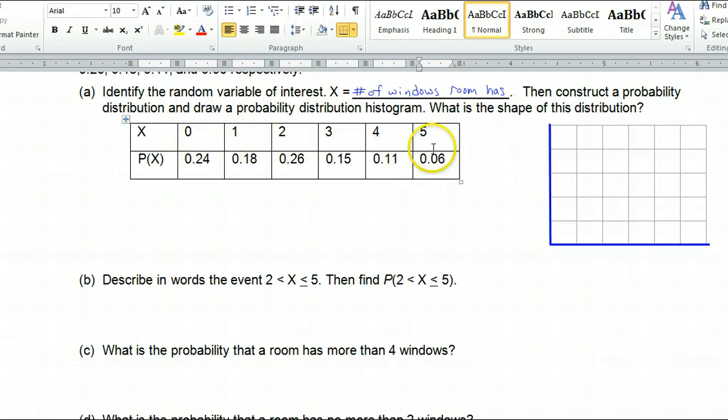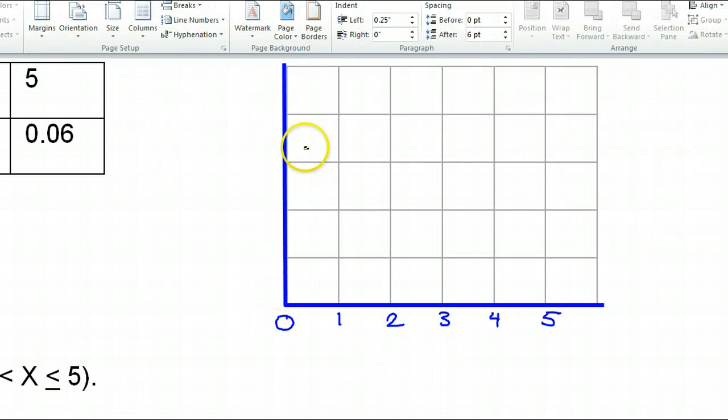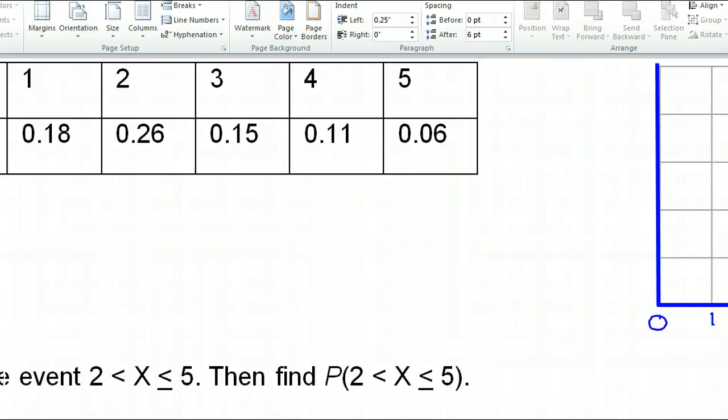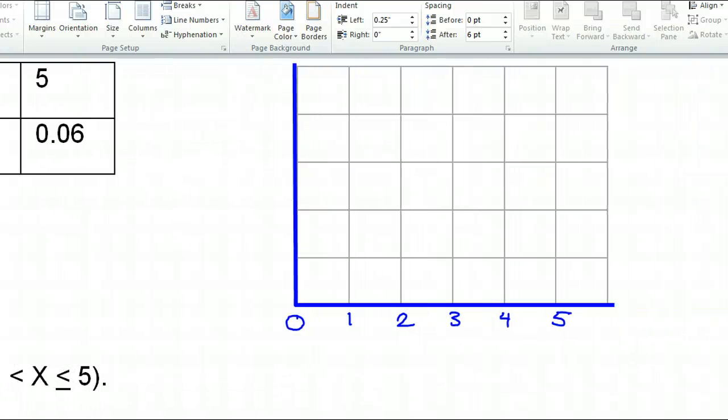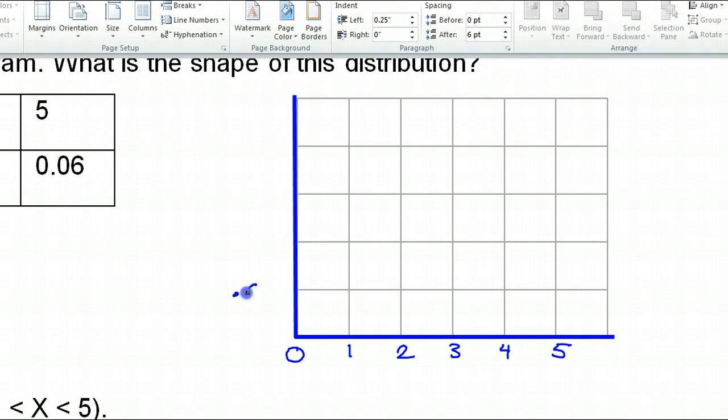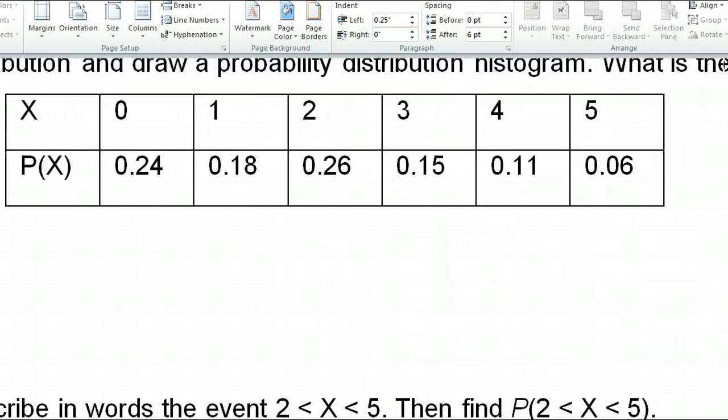Let's take these x values and put them in order across the bottom, starting with 0. And then along this way, we're going to come up with a scale that will allow us to get all of our probabilities covered. Now, I'm seeing our highest probability is 0.26. So I'm thinking if I count by 0.05, let's say that this is 0.05, so this is 0.10, 0.15, 0.20, and 0.25. Then our highest value of 0.26 will go a little bit above this, but I think that'll be okay.